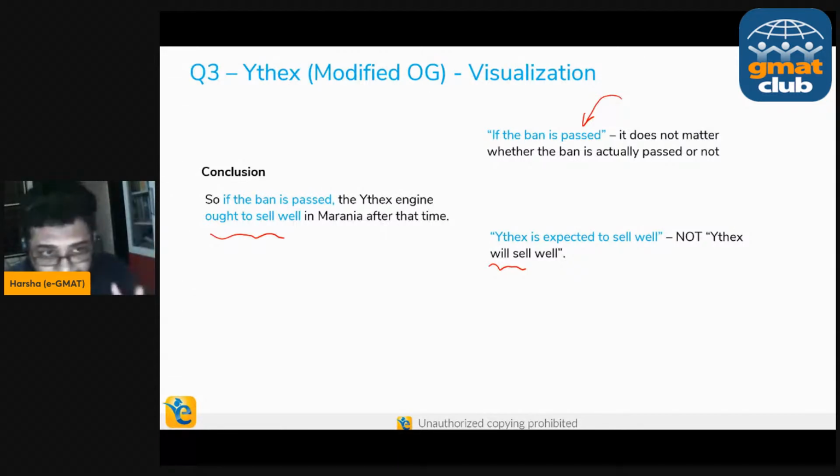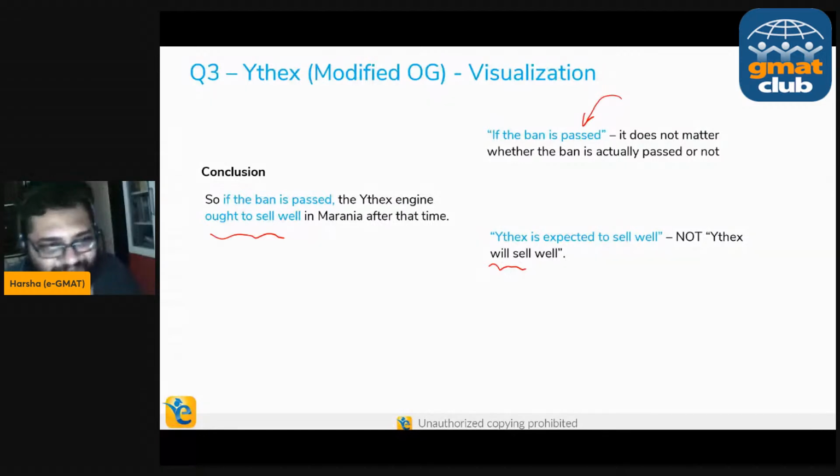I'll tell you why it matters. In this question, you might have got lucky and still chosen option E. But in reality, if your conclusion is Vitex will sell well, then your option E, by the way, fails the negation test. The only reason option E is the correct answer is because the conclusion says expected to sell well, ought to sell well.